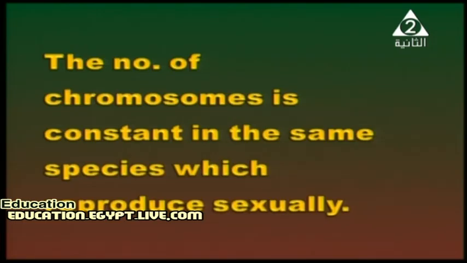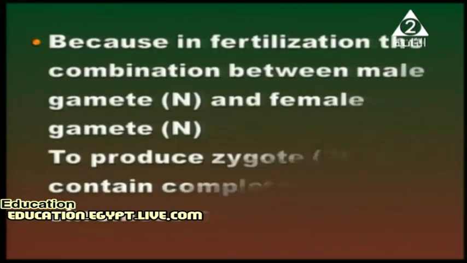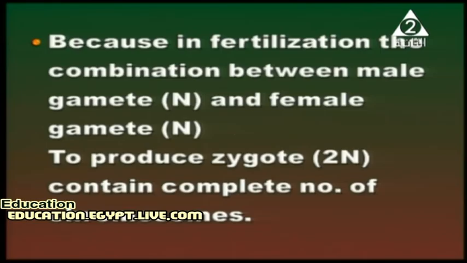The number of chromosomes is constant in the same species which reproduces sexually, so every species has a constant number of chromosomes. That's because in fertilization, the combination occurs between a male gamete (n) and a female gamete (n) to produce a zygote, which is 2n and contains the complete number of chromosomes.